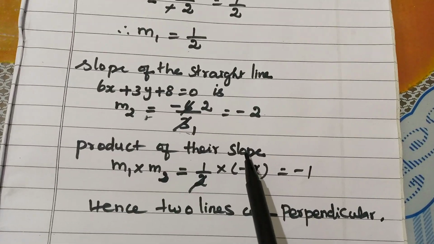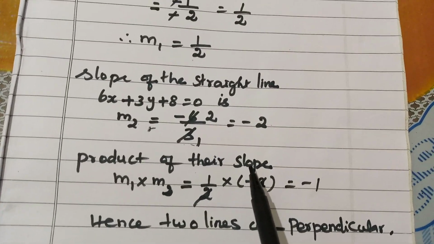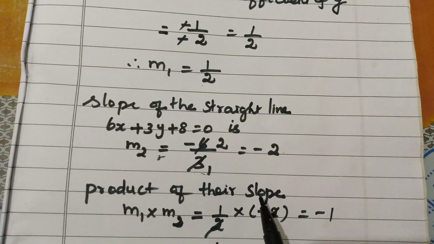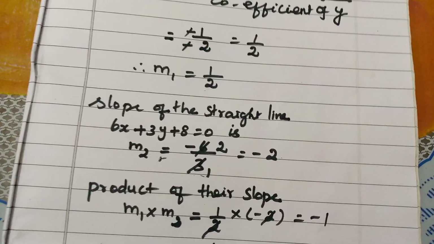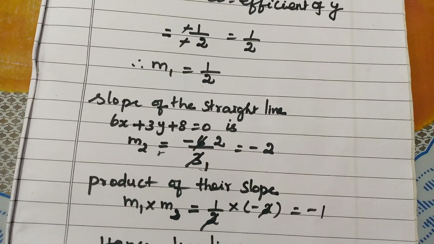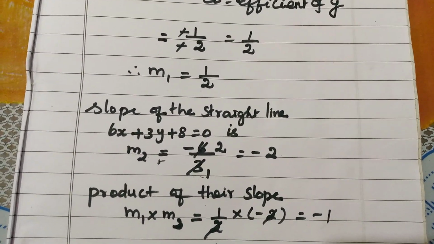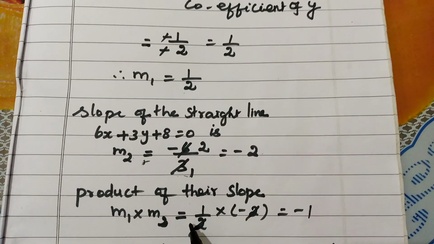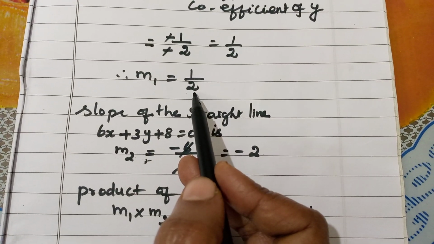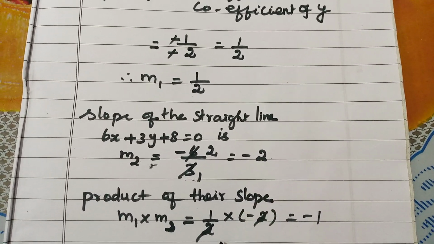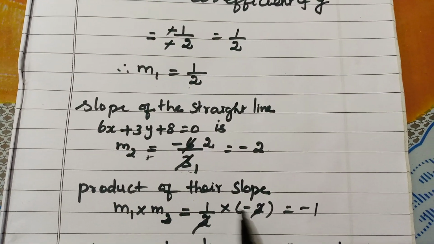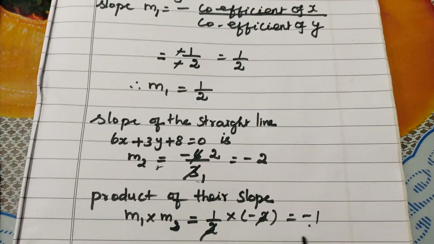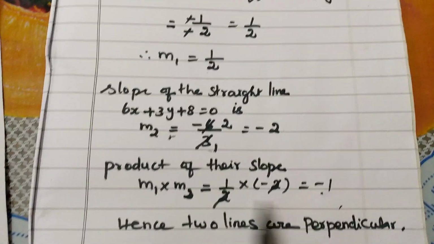Let us find the product of their slopes. When can we say two lines are perpendicular? The product of their slopes must be minus 1. Let us check it. m1 into m2 equal to, m1 is 1 by 2, m2 is minus 2. Multiply. Here 2 can be cancelled, and 1 into minus 1 is minus 1. The product is minus 1. So we can say the two lines are perpendicular.